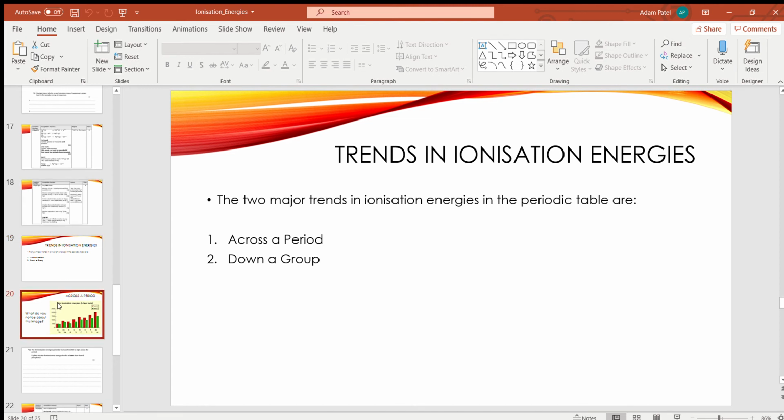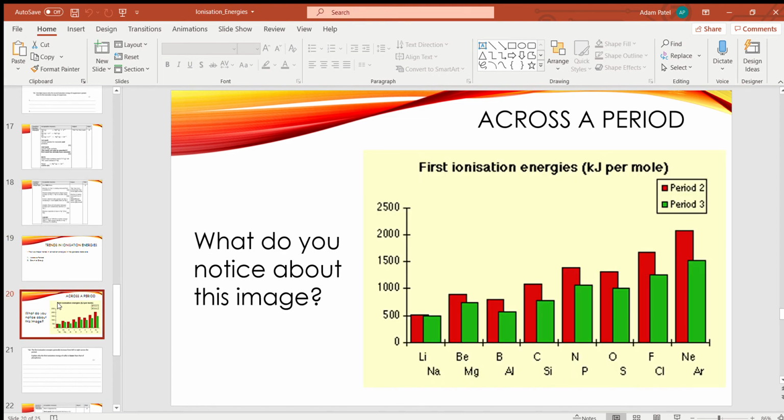As we can see from our first ionization energies across a period, in red we've got period 2, stretching all the way from group 1, Li, group 2, Be, group 3, boron, group 4, carbon, group 5, nitrogen, group 6, oxygen, group 7, fluorine, and group 0, the noble gases, neon. And the same for period 3, stretching all the way from Na in group 1 to Ar in group 0.